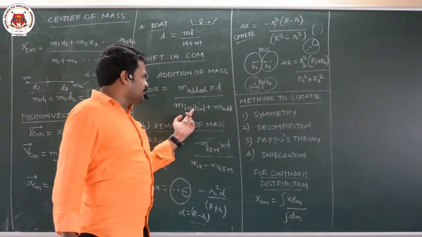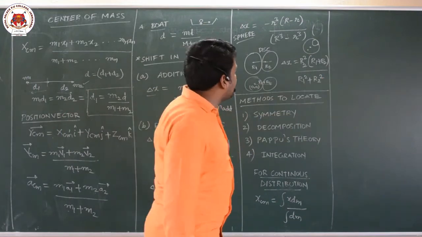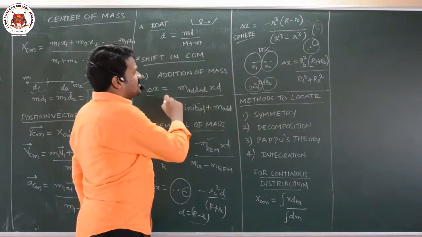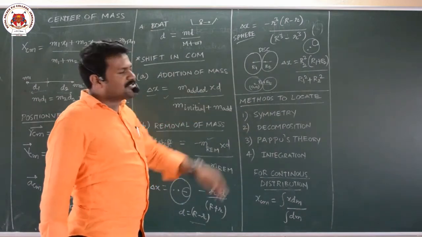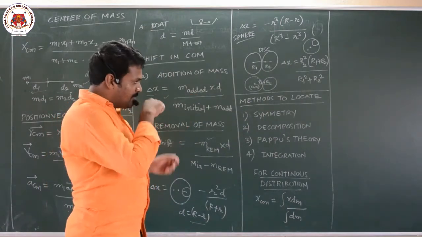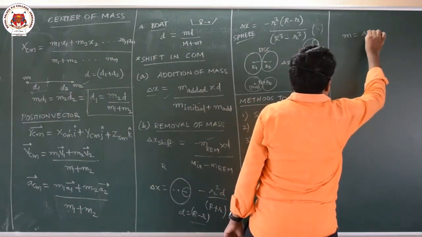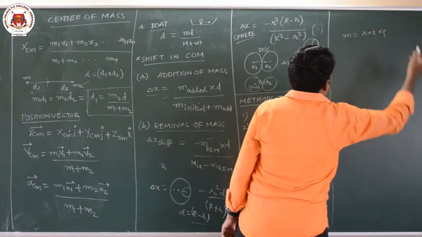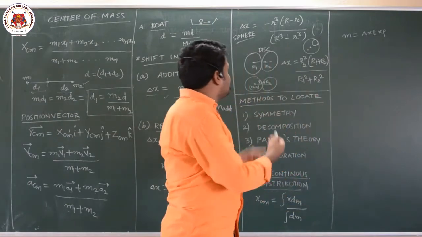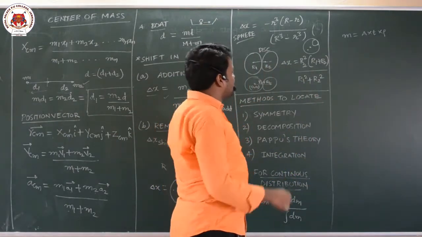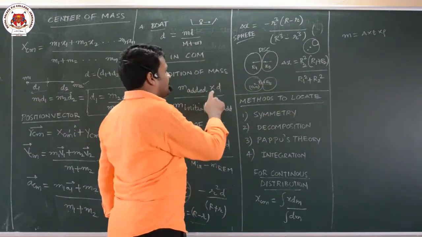Next, initial mass plus added mass. Initial mass is proportional to r1 square, added mass is proportional to r2 square. You can see this formula. Mass is proportional to area here, because they are two similar discs. The mass of a disc can be written as area of cross section into thickness into density. Area of cross section is pi r square. Thickness is the same thickness I am using.